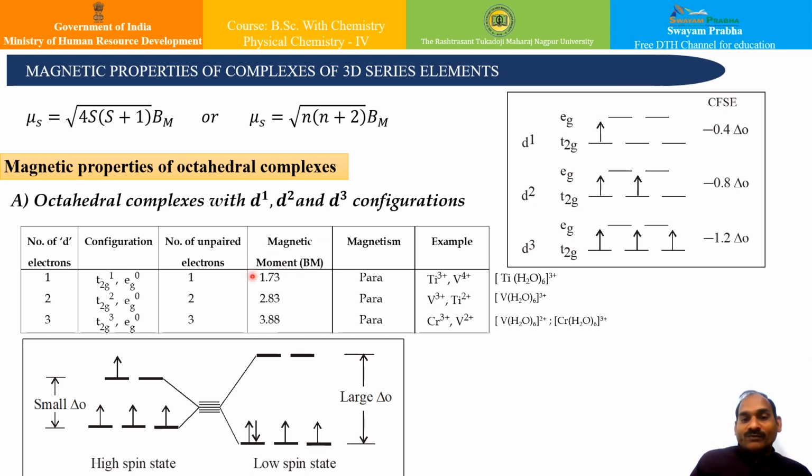I can find out from the value of magnetic moment what kind of spin it has and what kind of 3d complex it is, octahedral complex it is. Likewise, if you substitute the value of 2, so 2 plus 2 is 4, into 2, 8, square root of 8. Likewise, I can substitute this value. In all such cases, the magnetism is paramagnetic, and the examples are given over here. These are the examples.